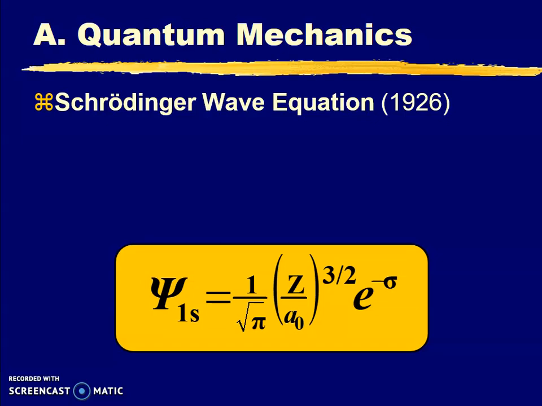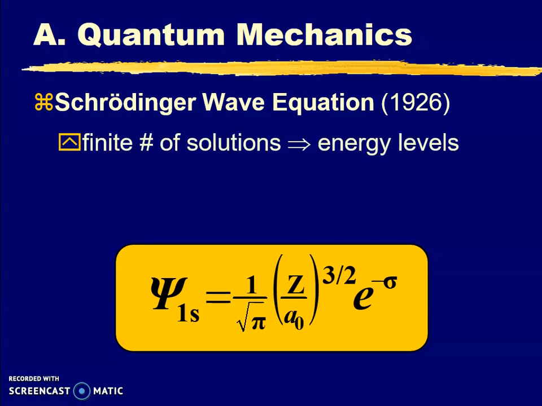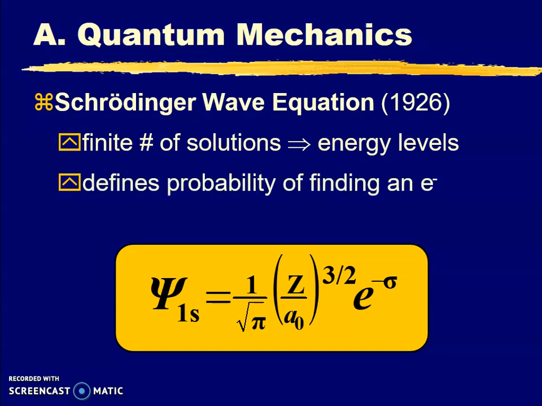Okay, next we need to talk about Schrodinger. You guys have probably heard about Schrodinger and his cat, right? Don't worry, this equation, you don't need to know it. You don't need to know how to use it. You don't need to add it to your equation sheet. But Schrodinger used this equation and stated that there are a finite number of solutions to this equation, which correlate to the energy levels, those orbits where those electrons can exist. And what this equation does is it defines the probability of finding an electron in a specific location.